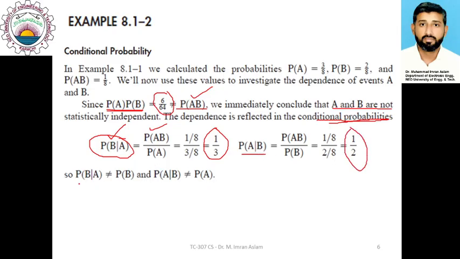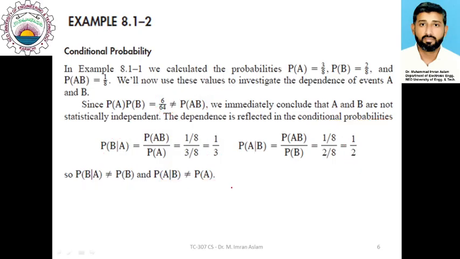For independent events, we know that the probability of B given A should be equal to probability of B, whereas probability of A given B should be equal to probability of A. But in this case, we notice that this conditional probability is not equal to the unconditional probability. Therefore, we conclude that these events are not statistically independent.